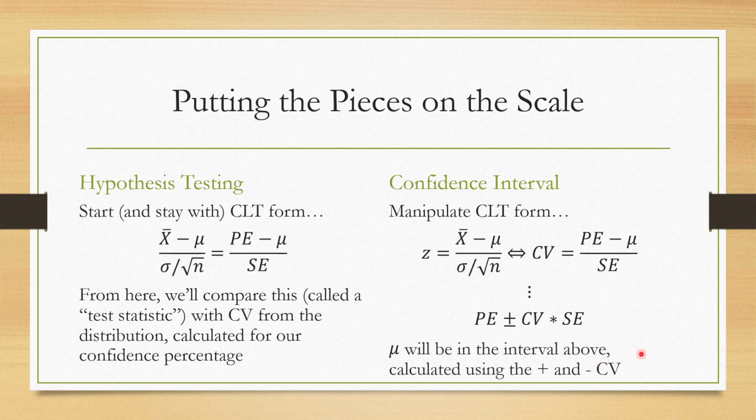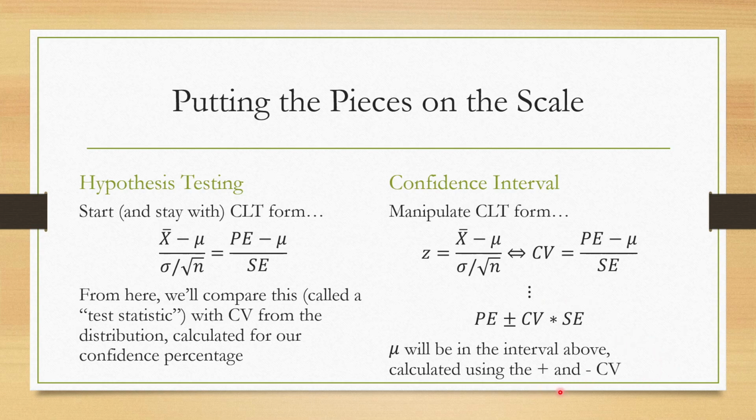Now, our goal is that the population mean will be in this interval with a certain degree of confidence. So we'd be 90% confident or 95% confident. And those different confidences would give different critical values that we would put into this equation. For that level of confidence, we'd plug in those critical values. And then we are that level confident that the population mean will be in this interval.